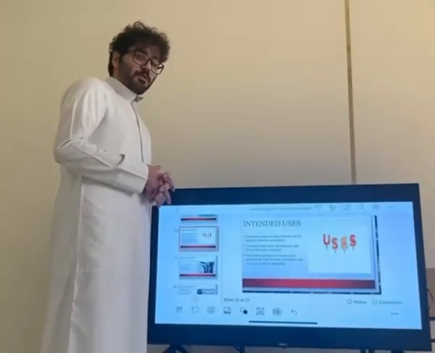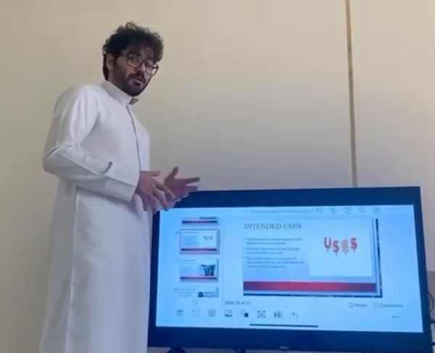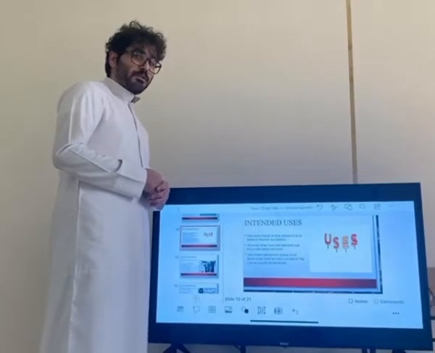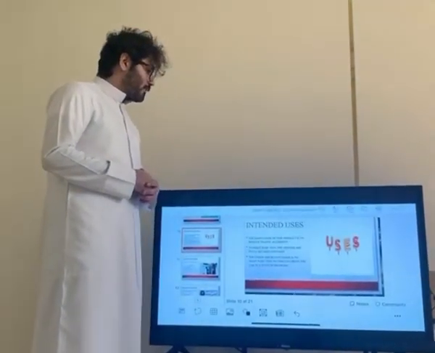This slide includes the major uses related to our project and the major advantages that our project offers, and they are mentioned in this slide.